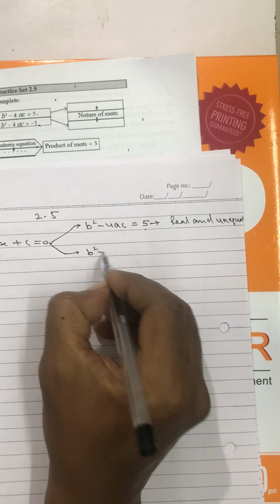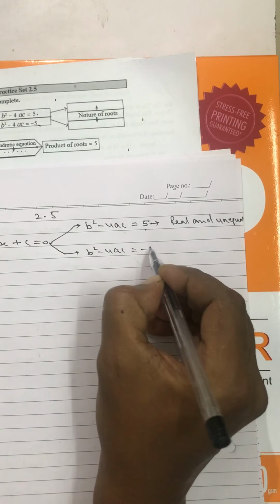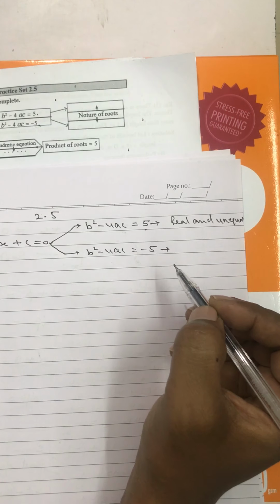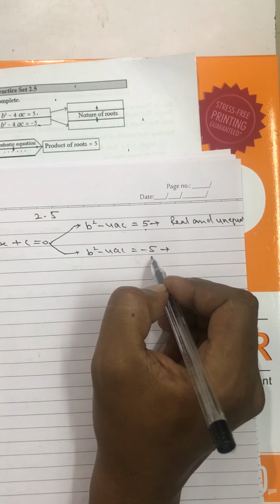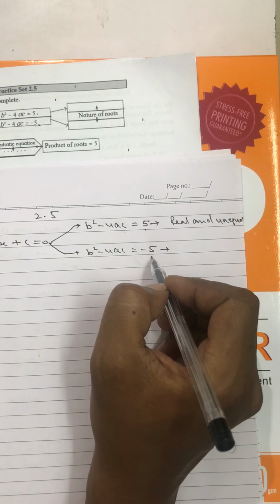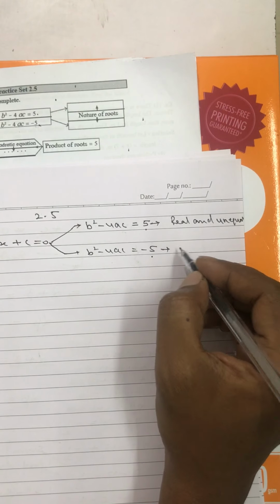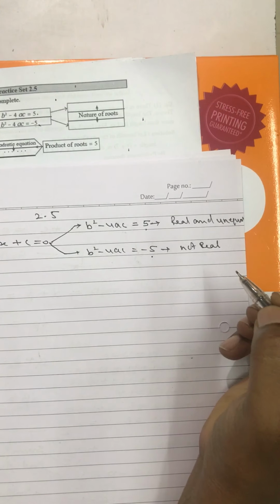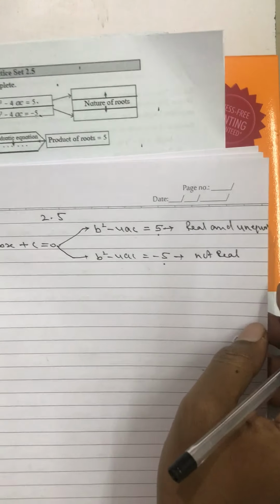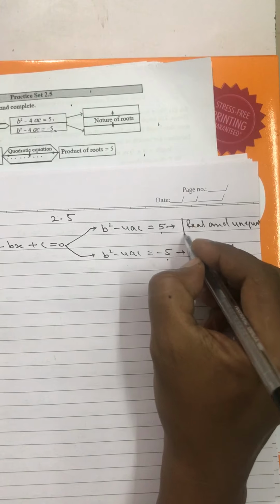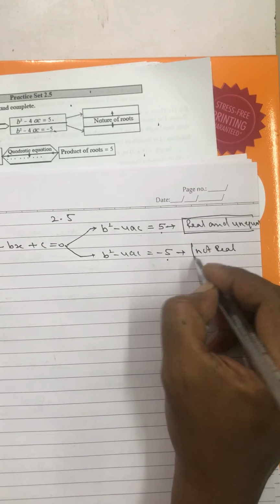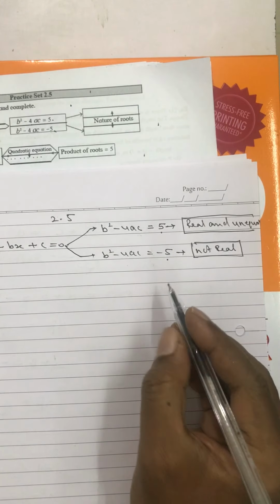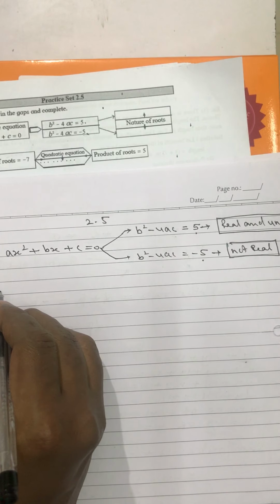In the second case, what are they telling? The b square minus 4ac is equal to minus 5. Now here, this is a negative number, basically less than 0. Therefore the roots are not real, non-real numbers. Okay, this is what is going to be your answer. Fine.